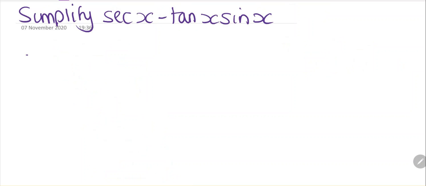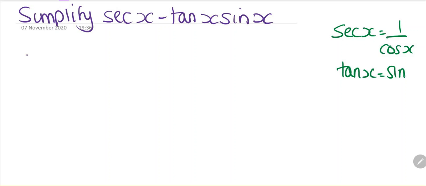Okay, so simplify secant x minus tan x, multiplied by sine of x. So we need to think about what we actually know. So secant of x is the reciprocal of cosine. And then we have tan of x, which we can rewrite as sine of x over cosine of x. And sine of x is just sine of x. So let's just rewrite this.